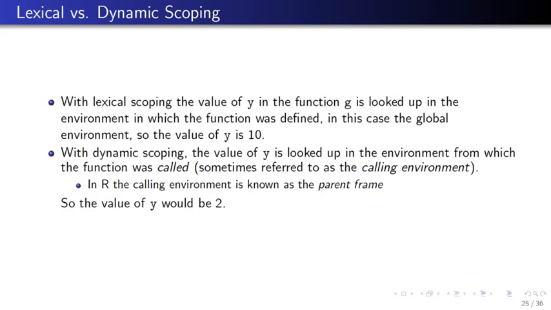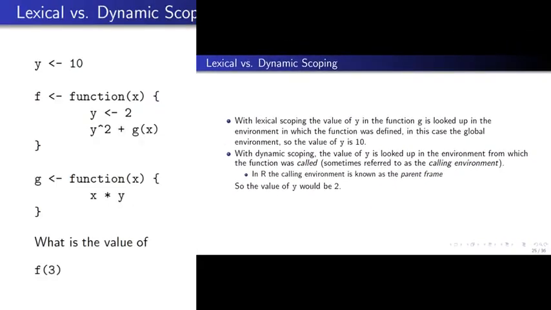So with lexical scoping, the value of y in the function g is looked up in the environment in which the function was defined, which in this case was the global environment, so the value of y in the g function is 10. With dynamic scoping, the value of y is looked up in the environment from which the function was called, sometimes called the calling environment. In R, the calling environment is what's called the parent frame. In this case, in the calling environment, y was defined to be 2, and so the value of y would be 2. So calling the function f would produce different answers depending on whether you're using lexical scoping or dynamic scoping.